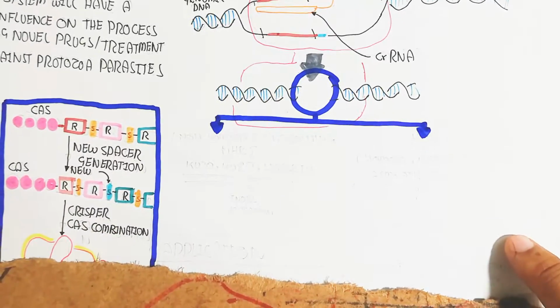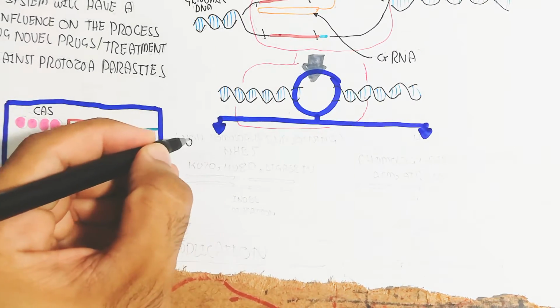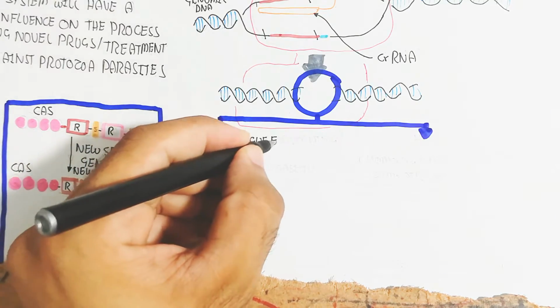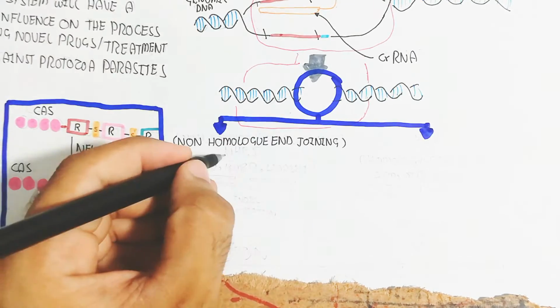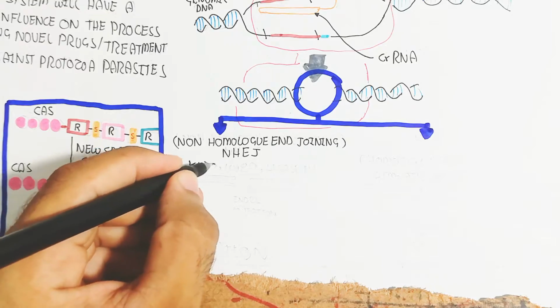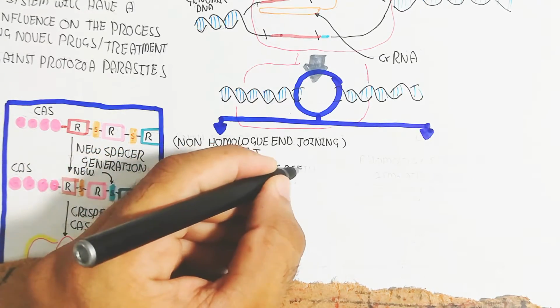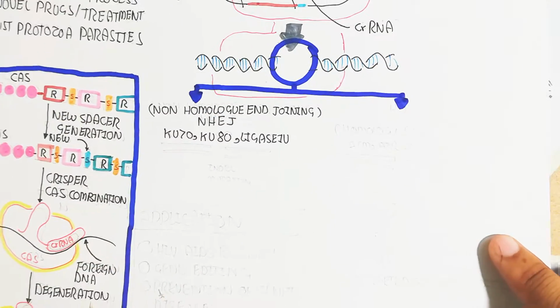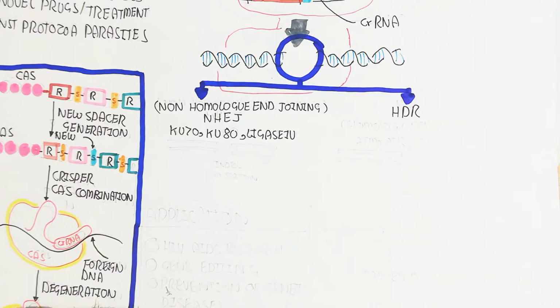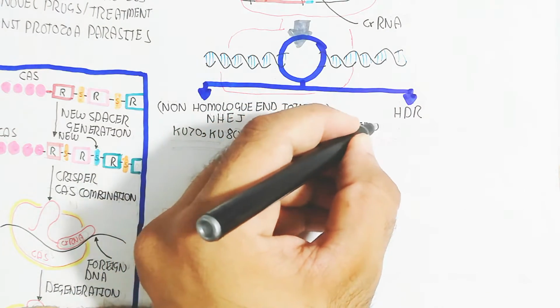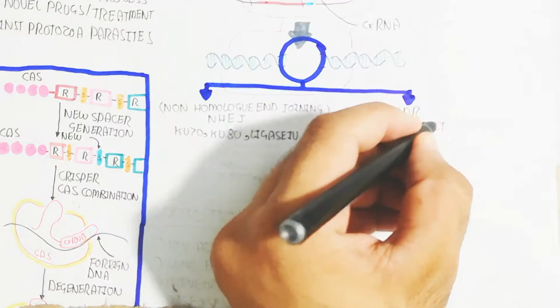After this cutting, two situations can occur. In this way, the non-homologous end joining, NHEJ, basically Ku70, Ku80, and ligase IV. In this way, the indel mutation will occur. Indel mutation means this will be bound here. You can understand.